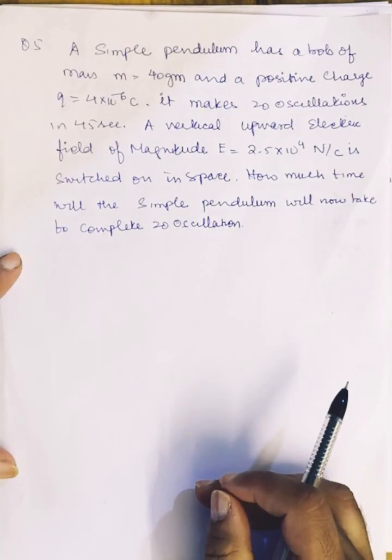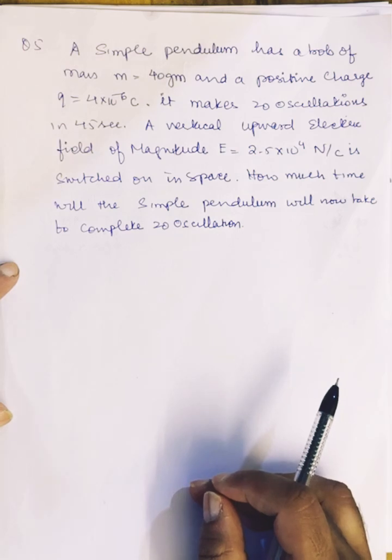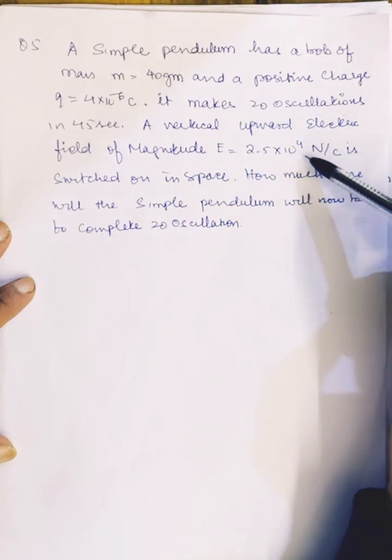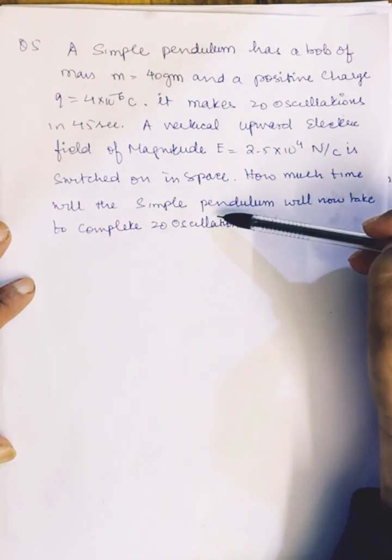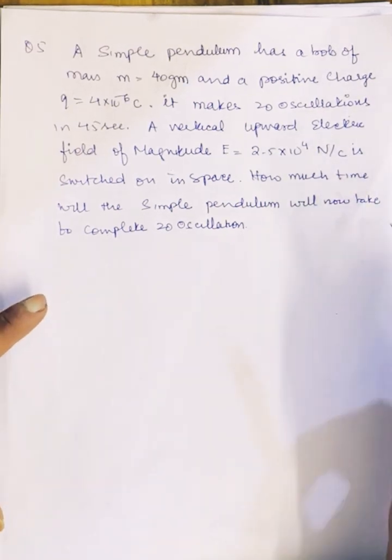A simple pendulum has a bob of mass 40 grams and a positive charge of 10 power minus 6 coulomb. It makes 20 oscillations in 45 seconds. Then a vertical upward electric field of magnitude E is switched on in space. How much time will the simple pendulum take to complete 20 oscillations?